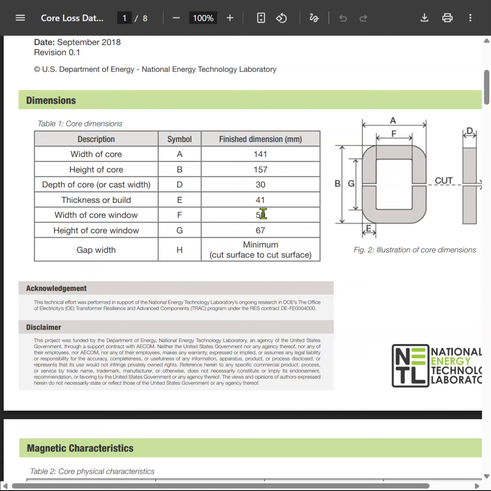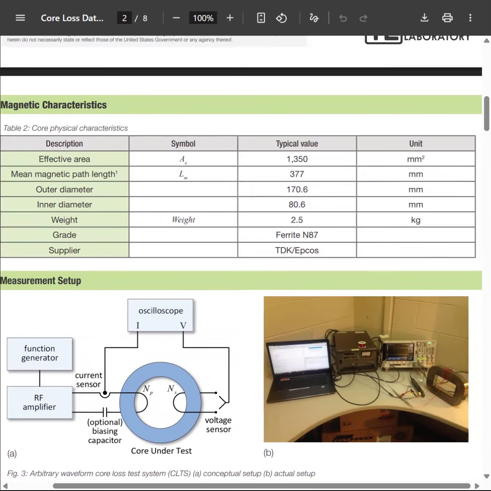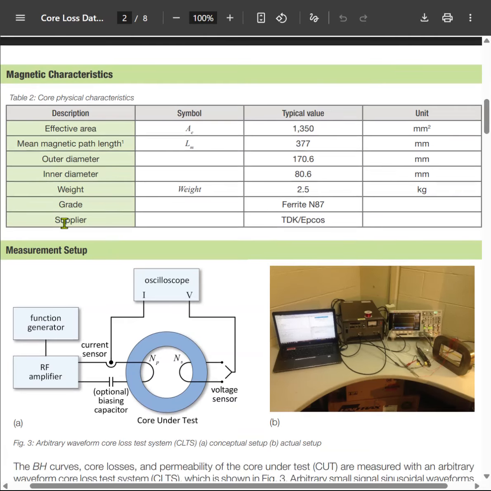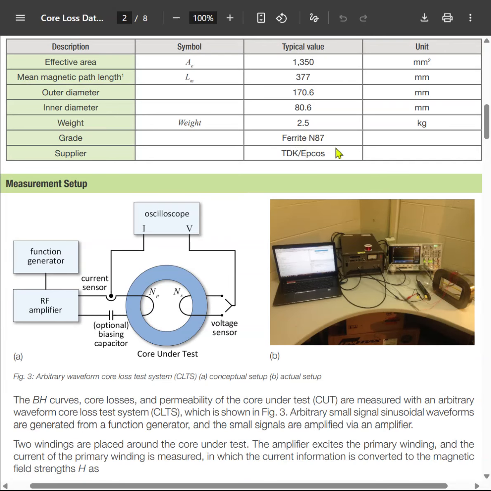These are just base example dimensions for this core, and these are the magnetic characteristics of this core. The effective area of the core is 1550 millimeter square, and this is the mean magnetic path length, the weight is 2.5 kg, and the grade is ferrite N87, which is very famous.